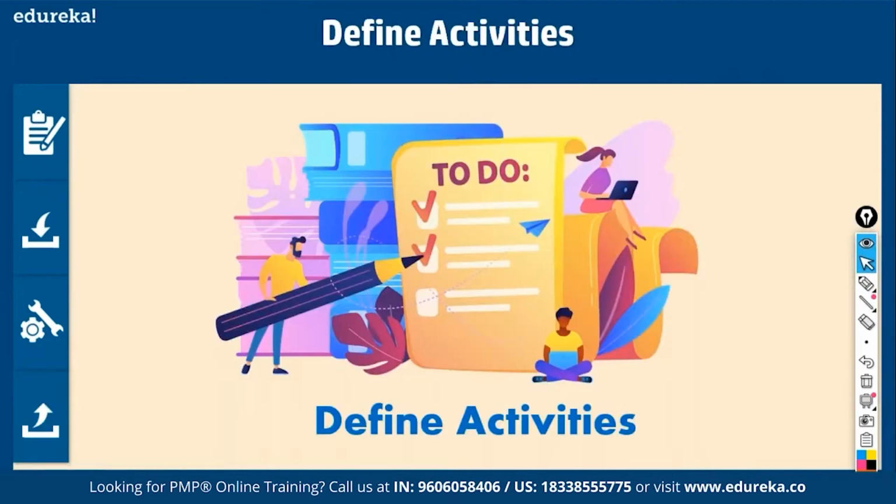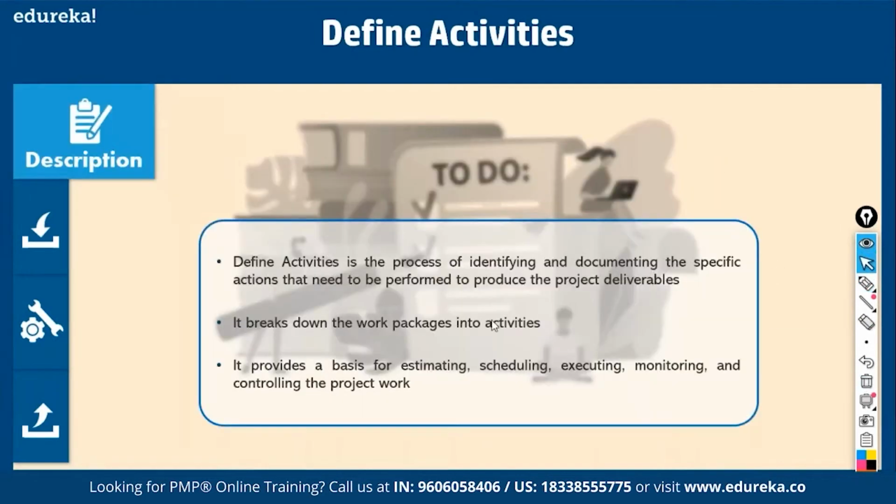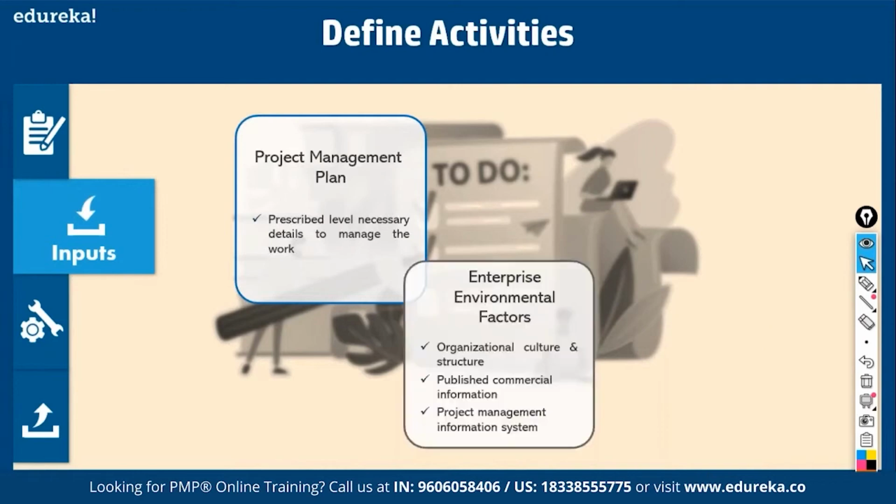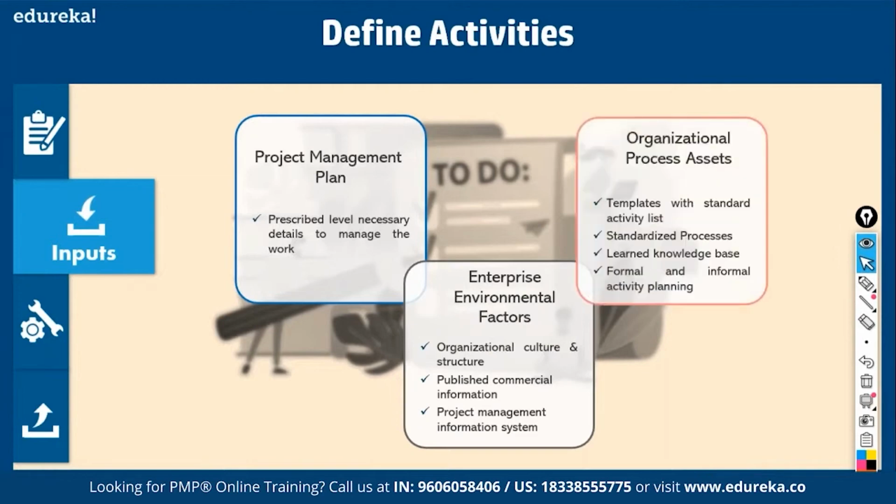Now we have to do the next process, define activities. That is, we'll break down work packages into activities. Okay, that is what is called define activities. Fine. So this is a process of identifying and documenting the specific actions that need to be performed to produce a deliverable. You break it down into activities. Fine. So what are the inputs? The project management plan that tells you how to do the decomposition. Fine. How to break it down. Okay. Enterprise factors, culture, structure, any PMIS, any tool, right? Then organizational processes, templates that you can use.